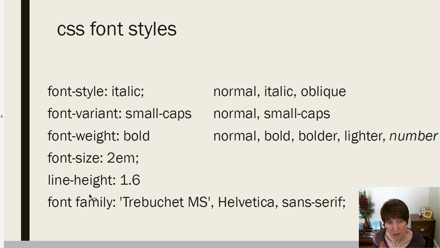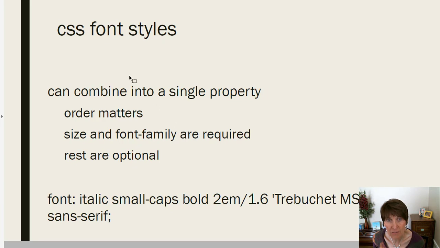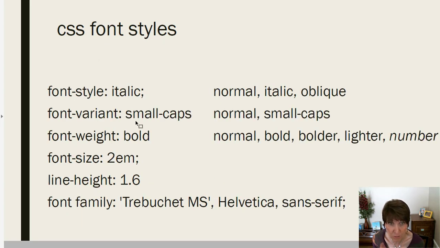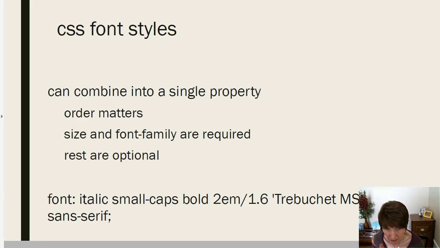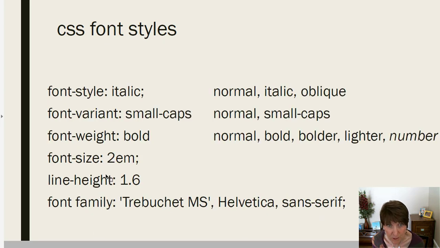So these are individual font styles we can set, or we can set the font property and combine them all together into a single property. So here, the property is font, and then we just list the different values. Now the order matters, and it's this specific order. It's the font style, then the font variant, then the font weight, and then this combination is the font size / line height. And then the font family, which can be a font stack. So we need to put them in this order.